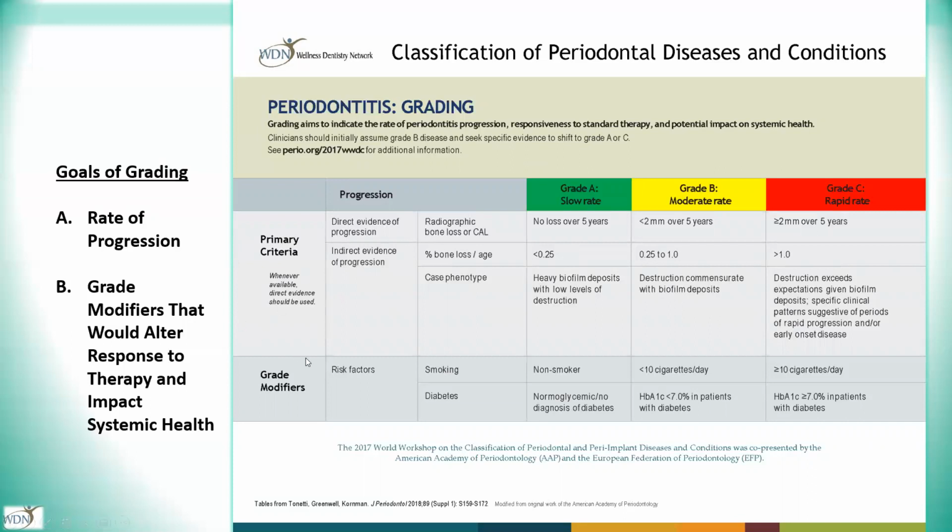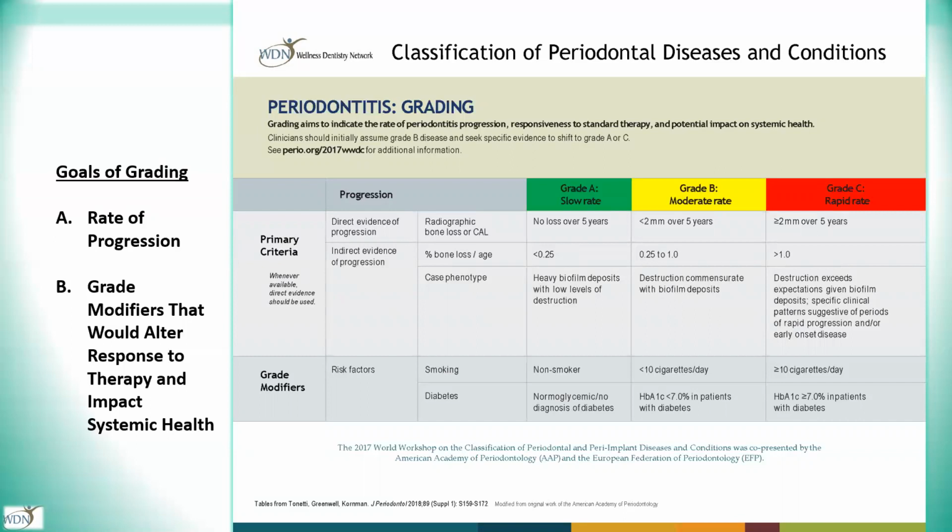And interestingly now, some modifiers are coming into effect, and the two big things that modify this disease are going to be smoking: no smoking, less than 10 cigarettes a day, or greater than 10 cigarettes a day. That's going to change our grade. And our diabetic patients that have poor glycemic control, that's going to also advance our grade. What's going to slow our grade down is if you're diabetic and you have normal glycemic control, or you have no diabetes. Grade B are going to be our controlled diabetics.